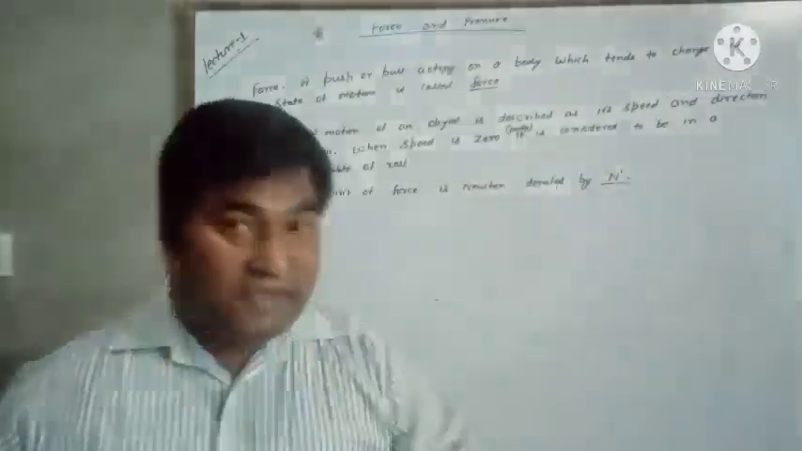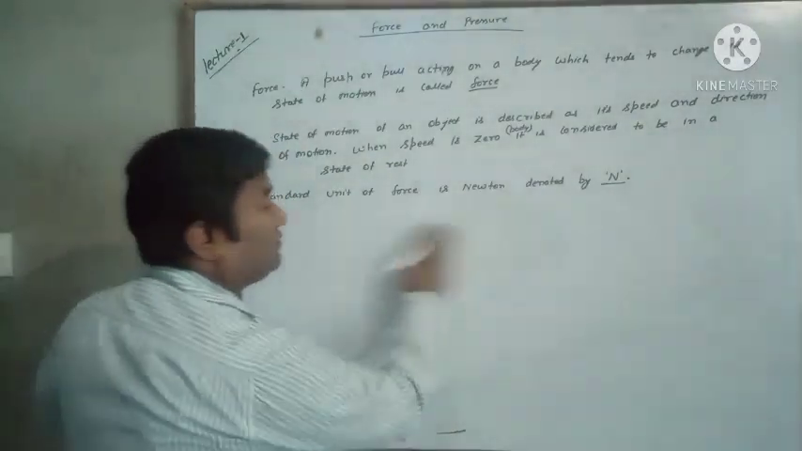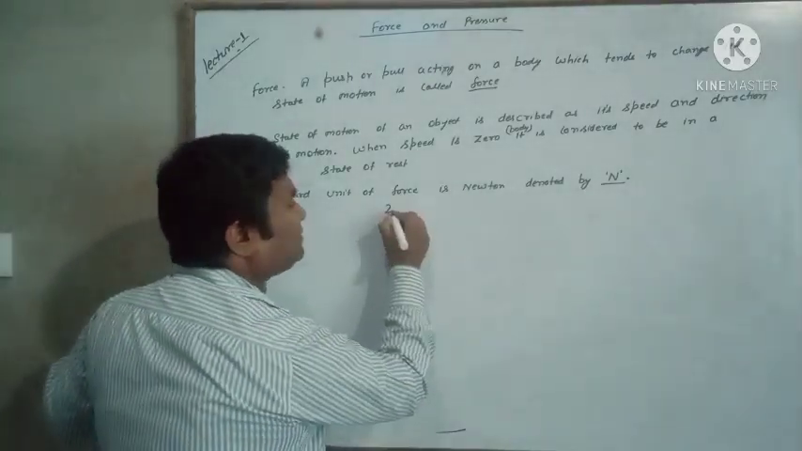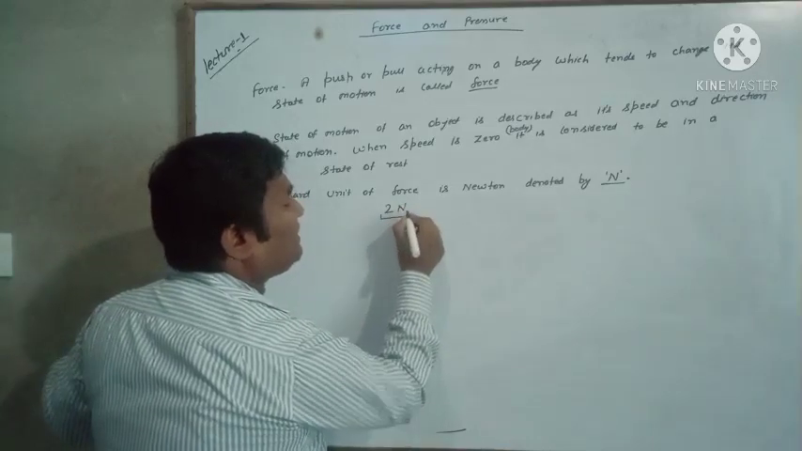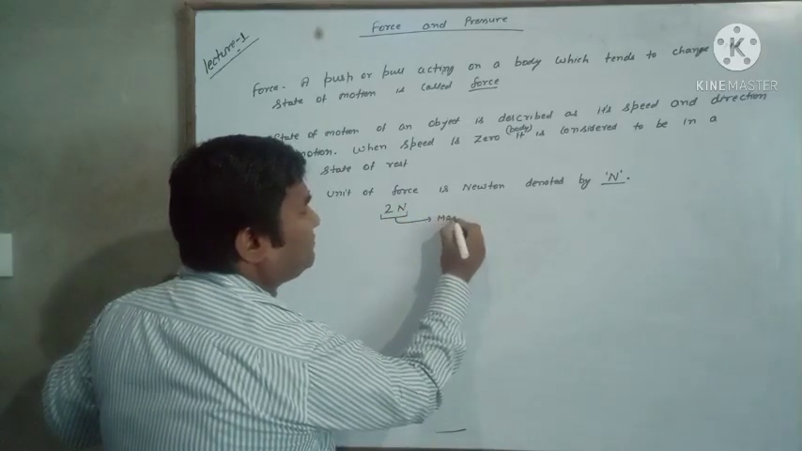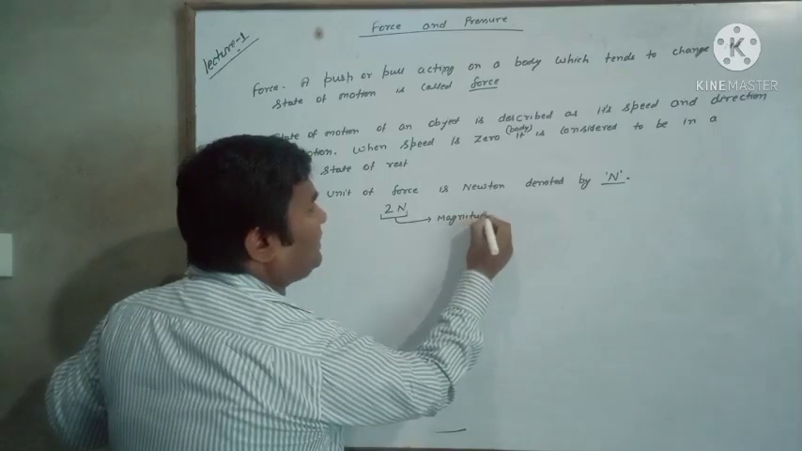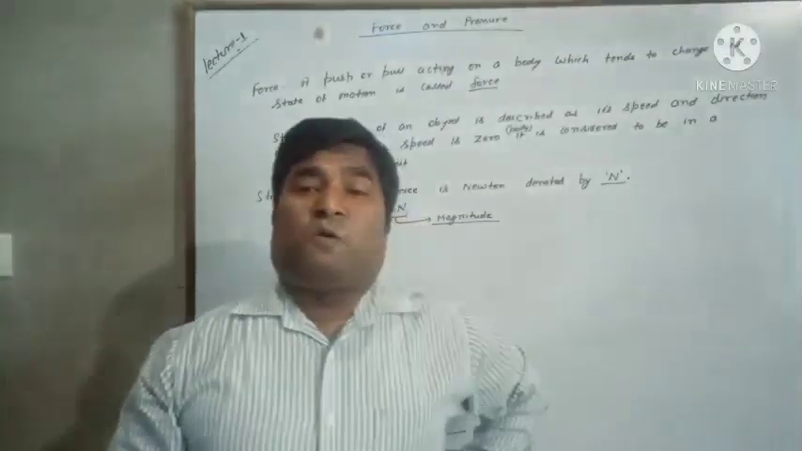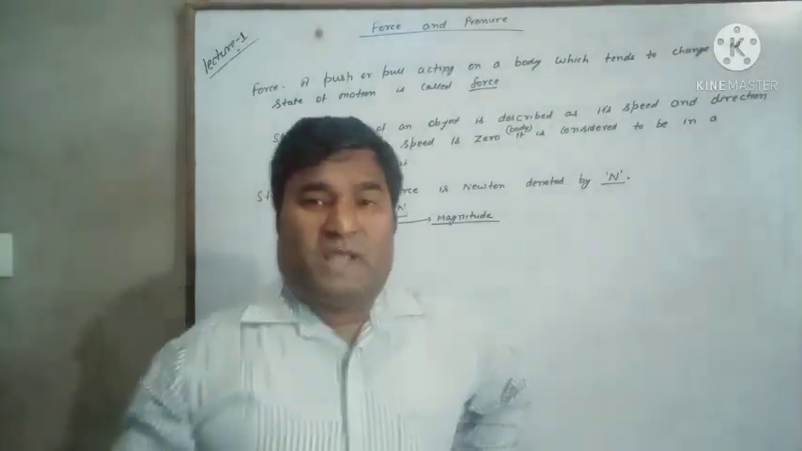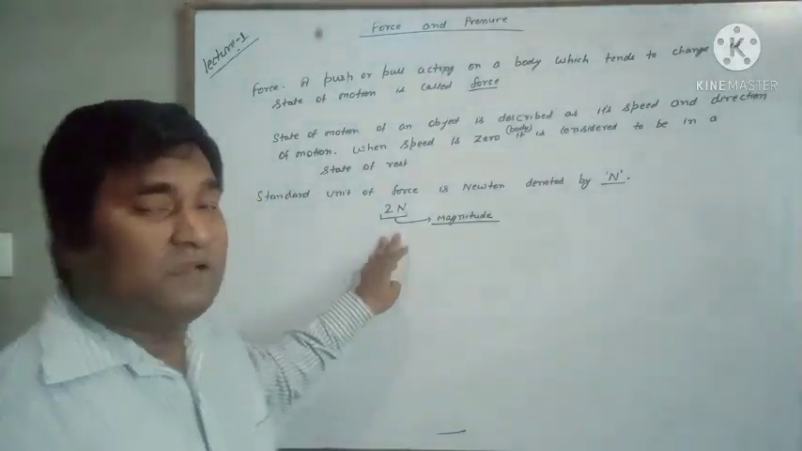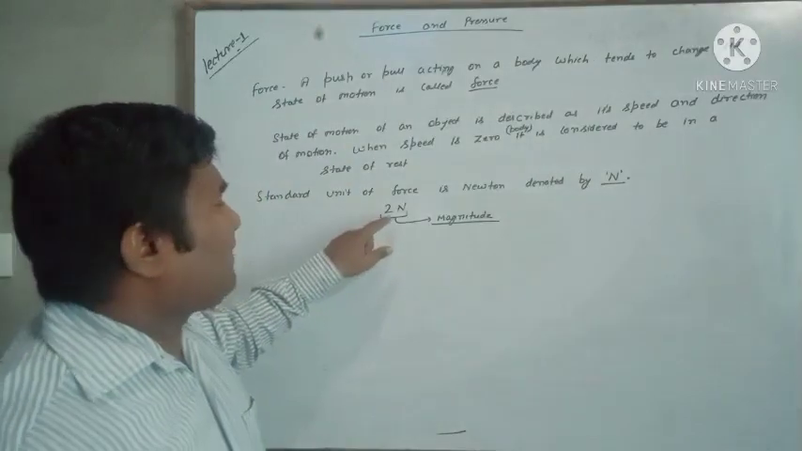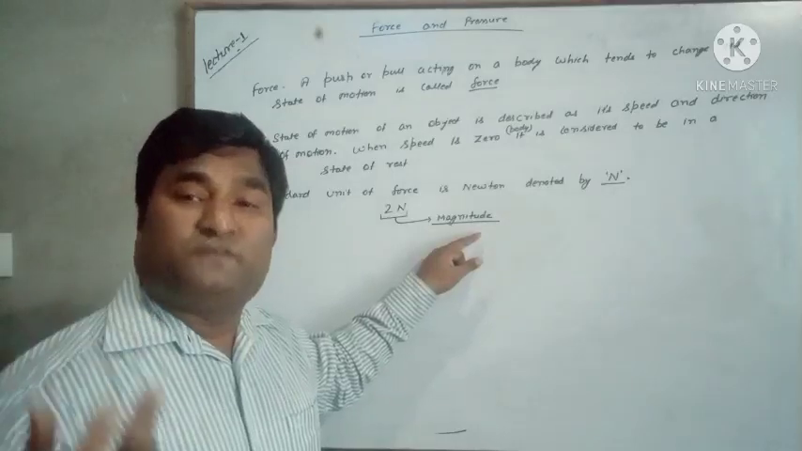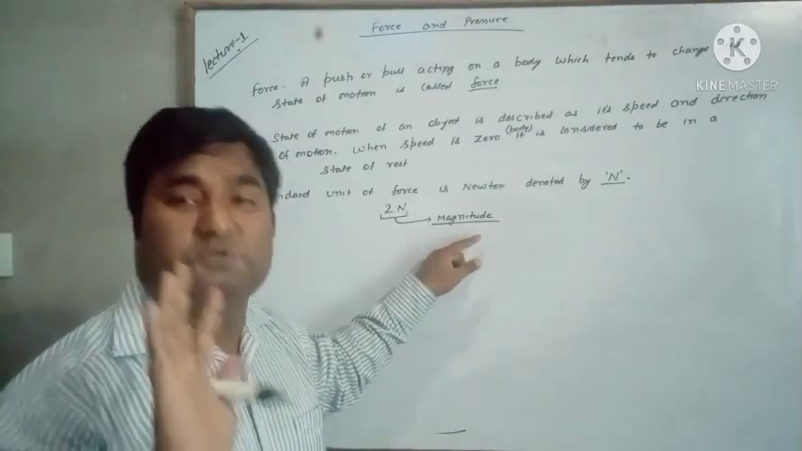Okay, so if I am saying a force is applied on the body of 2 Newton, then this is the magnitude. What is the magnitude? Magnitude is the quantity or the number. Quantity or number means if I am saying 2 Newton, then I am saying 2 Newton. The magnitude of the force means the quantity of the force is 2 Newton.